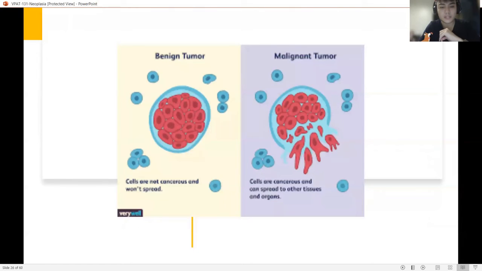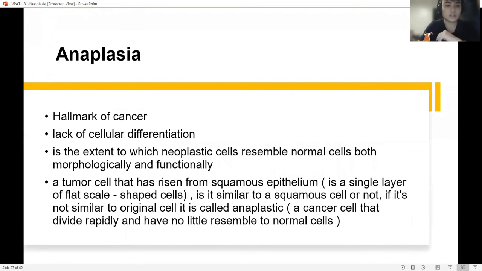And of course, to determine or differentiate between benign or malignant tumor, when we say benign, cells are not cancerous and won't spread, while malignant is the opposite. Cells are cancerous and can spread to other tissues and organs. And anaplasia. When we say anaplasia, it is the hallmark of cancer, lack of cellular differentiation. So when we say lack of differentiation, it's like the case here in the fourth bullet. The cell is not similar to its original cell, then it is called anaplastic.